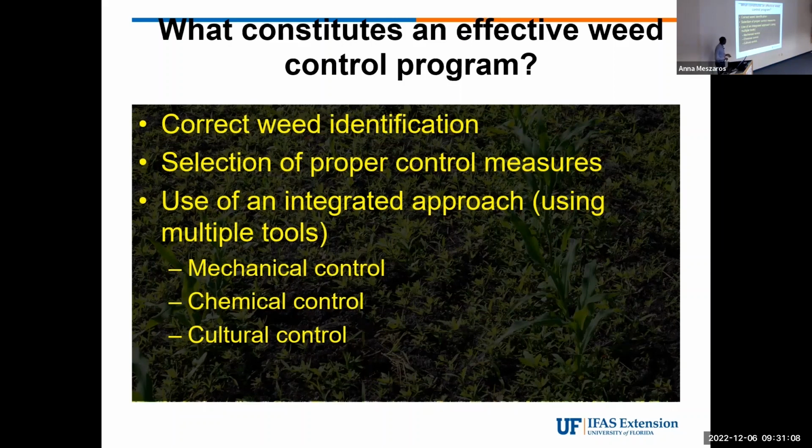So typically around here, we do a lot of mechanical weed control, cultivation. And then, of course, chemical control is a big thing with weed management systems in sweet corn. And then we have cultural control, which involves rotating sweet corn with other crops. We do rotations with rice or sugarcane, or certain other vegetables.